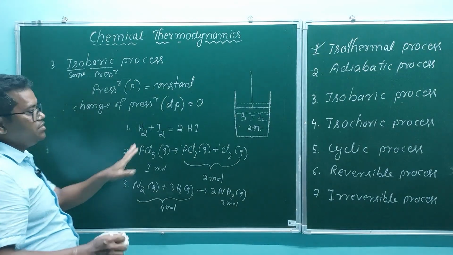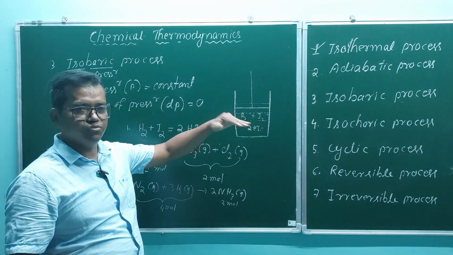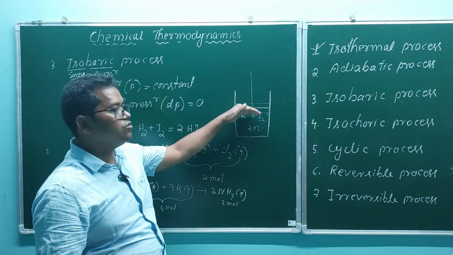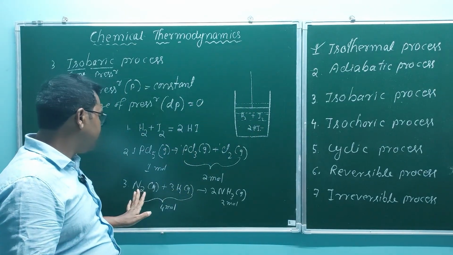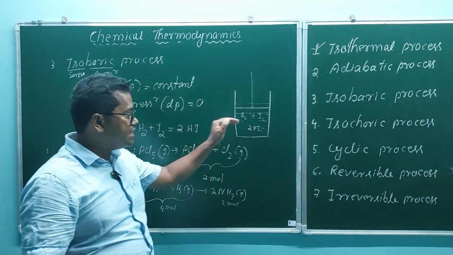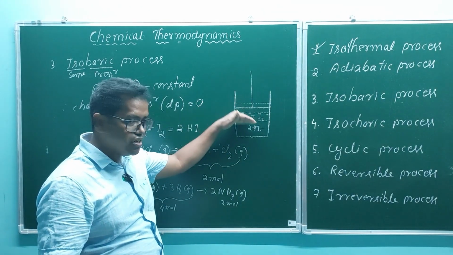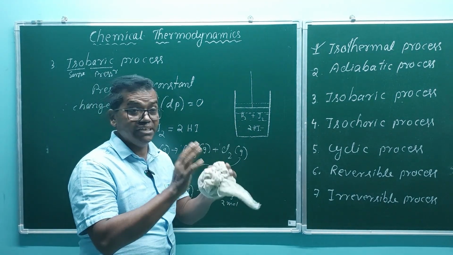So if the volume remains the same, the piston will not move. If the volume increases, the piston will move up. If the volume decreases, the piston moves down to maintain the pressure constant.